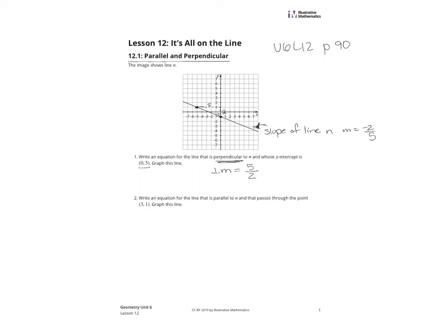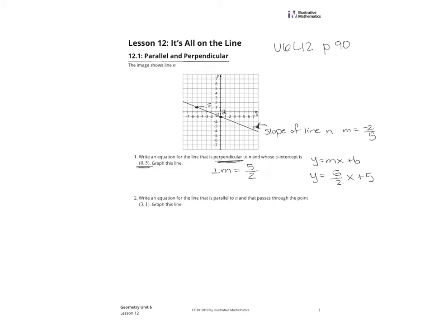So for the equation of that line, I'm given the y-intercept equals (0, 5). I'm going to use the y = mx + b equation to write this. So this is my slope-intercept form. Since I'm given the slope and the intercept, I can do it this way. So y equals my slope 5/2 x plus my y-intercept, which is 5.